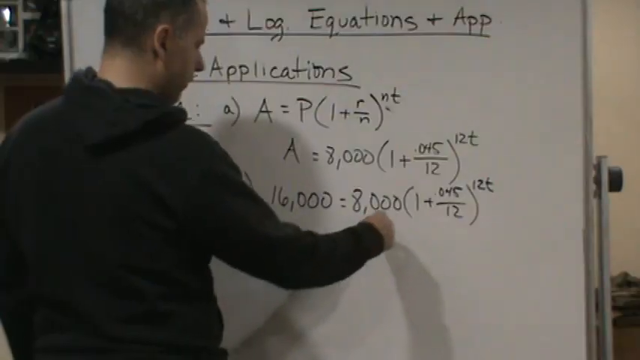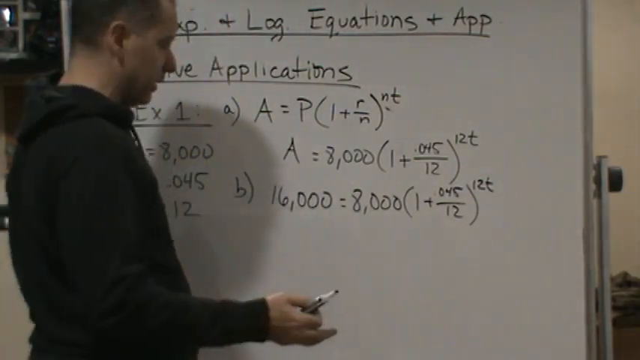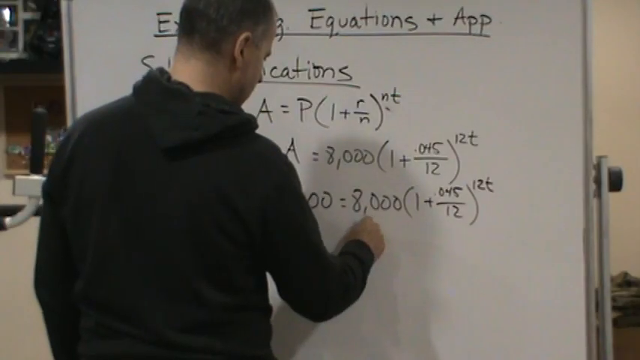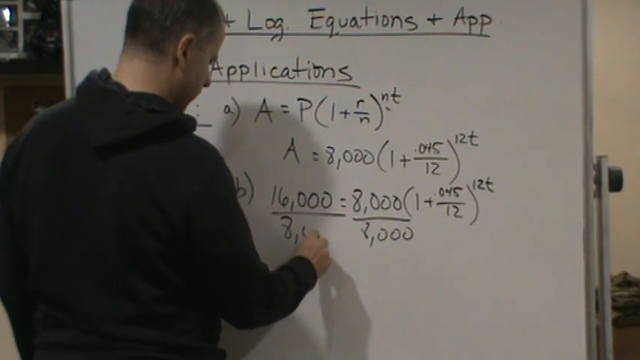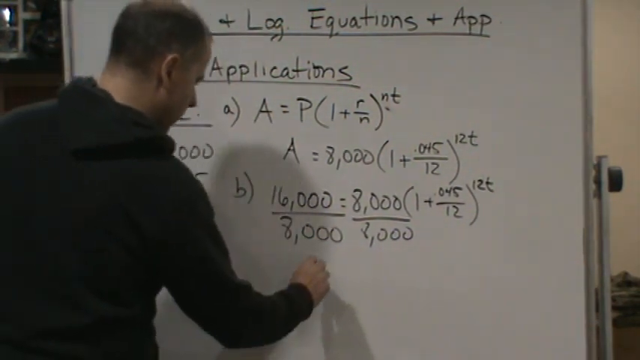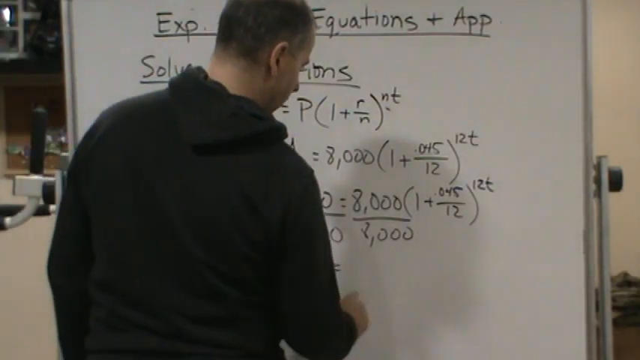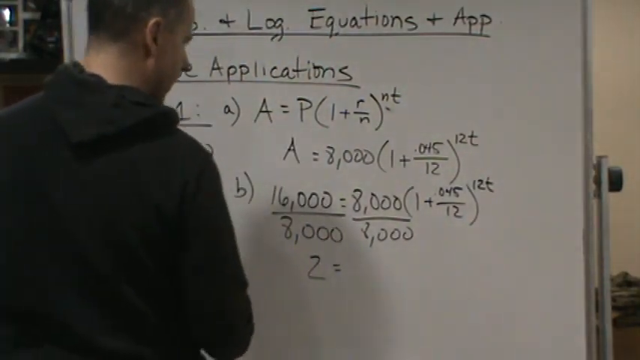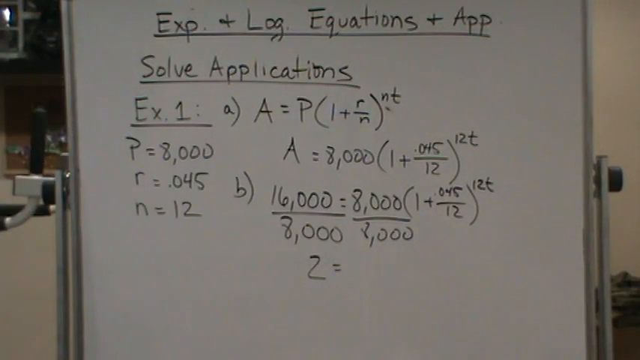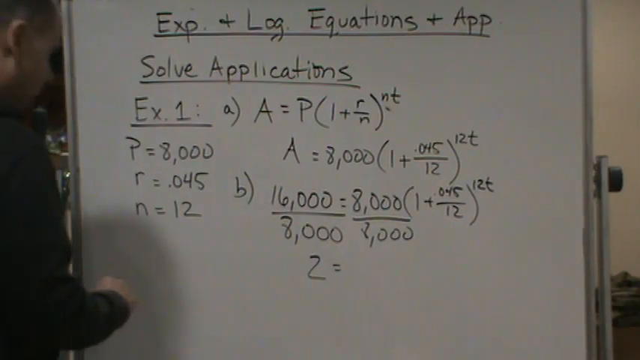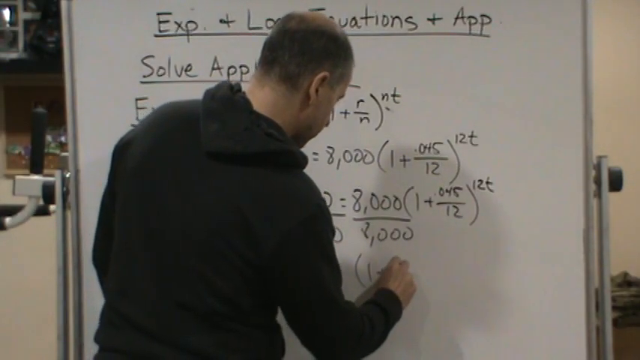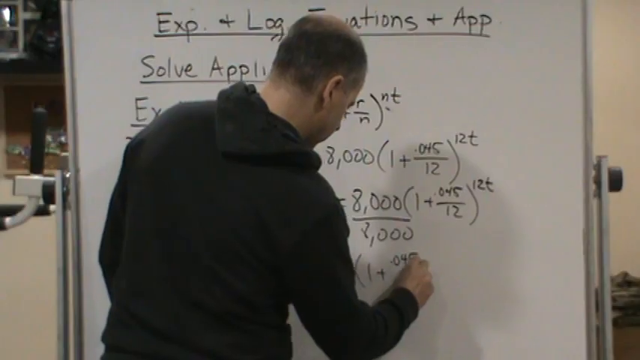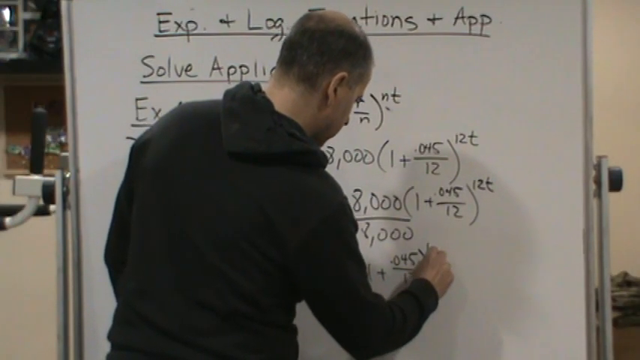Okay. Now, this is an exponential equation. So we divide both sides by 8,000 to isolate the exponential. And so this is going to give us 2 is equal to 1 plus 0.045 divided by 12, raised to the 12t.